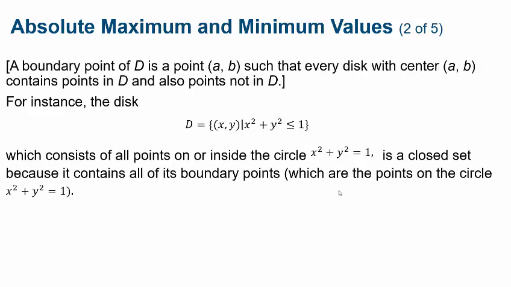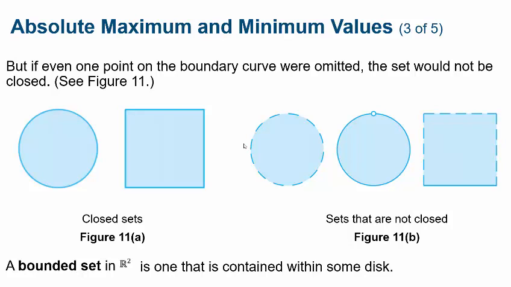A boundary point of D is a point (a, b) such that every disk with center (a, b) contains points in D and also points not in D. For instance, this disk, which we define as the points (x, y) such that x squared plus y squared is less than or equal to 1, contains all the points on or inside this circle centered at 0 with radius 1. This is a closed set because it contains all the boundary points, which are the points on the circle. But even if one point on the boundary curve were omitted, then the set would not be closed.